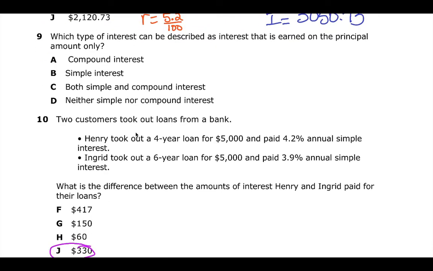A definition problem. Which type of interest can be described as interest that is earned on the principal amount only? Oh, we talked about this a lot yesterday. Which one is it? Compound is interest on interest. Yes. So we just went simple. This is simple, not hard. It's not complicated. Simple.